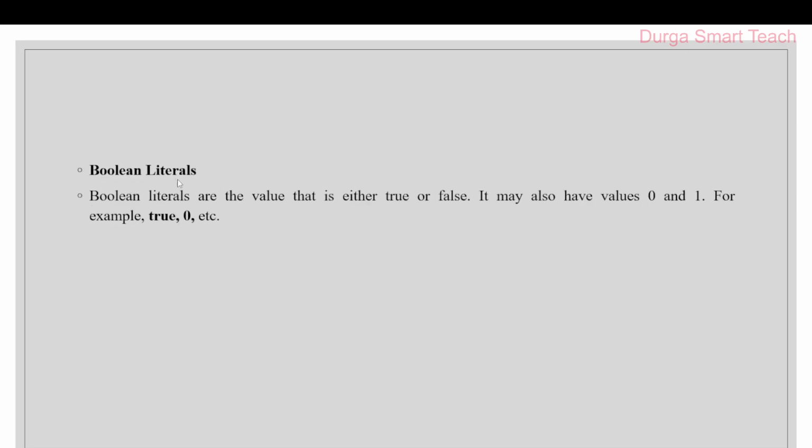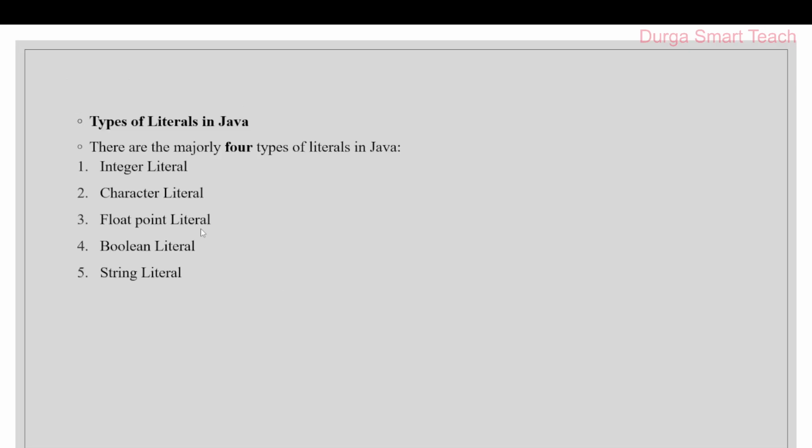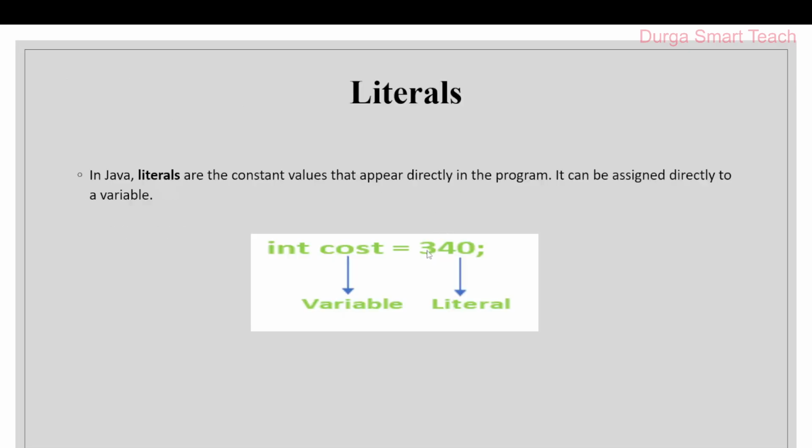And the last one is boolean literal. We all know boolean means only either true or false. It accepts only two values, either true or false, or it may be either 0 or 1. 0 means false, 1 means true. For example, a = true, b = 0, c = 1, like this. So the values in a Java program are known as literals. This value may be integer type or float type or character type or string type or boolean type, any data type.